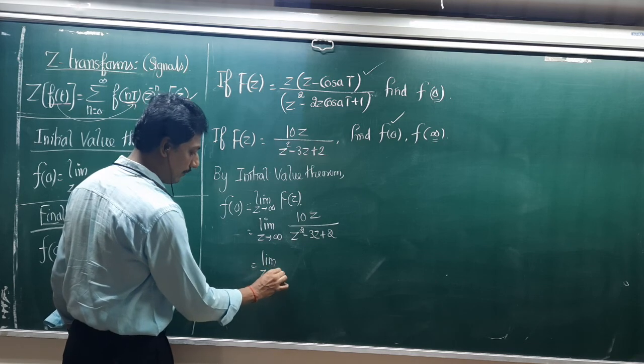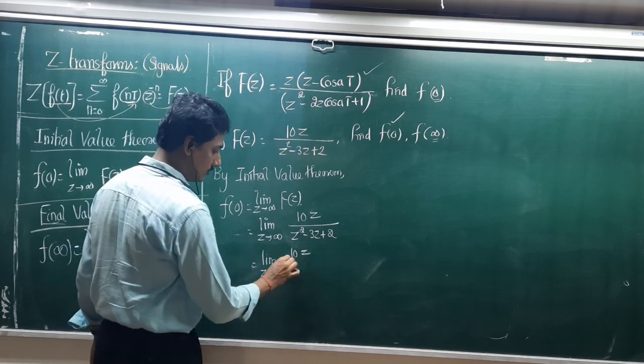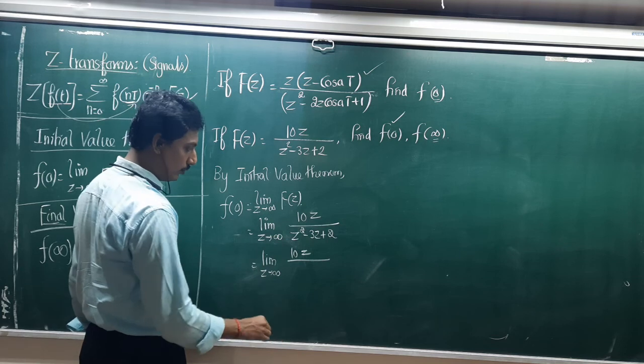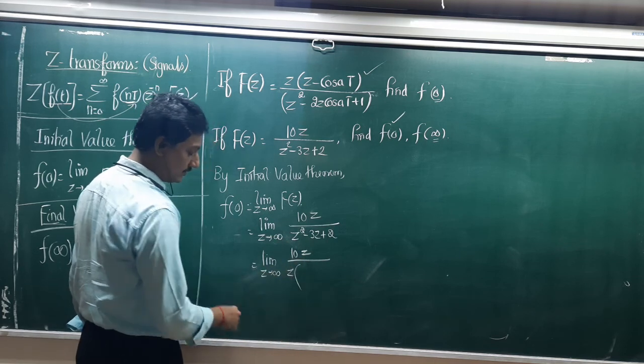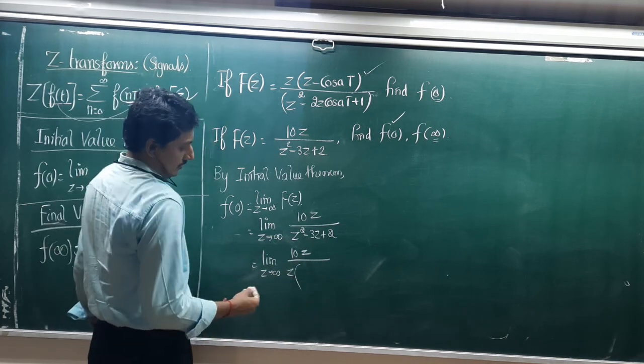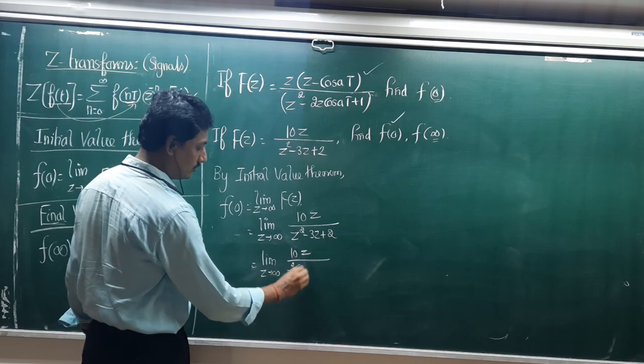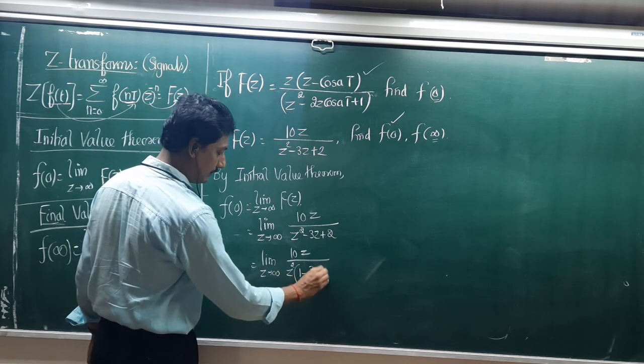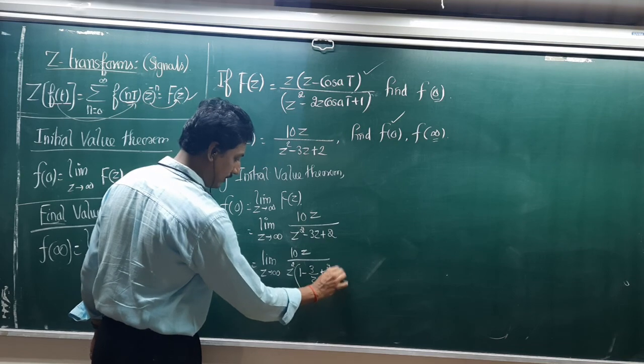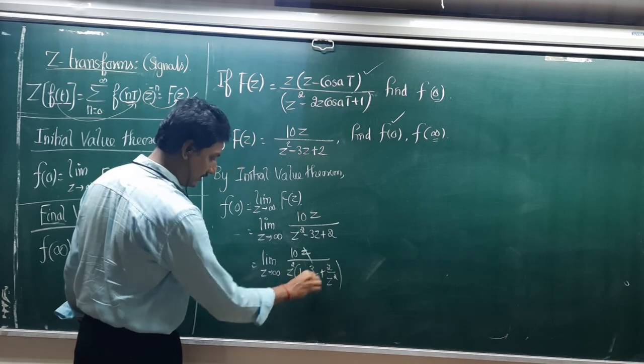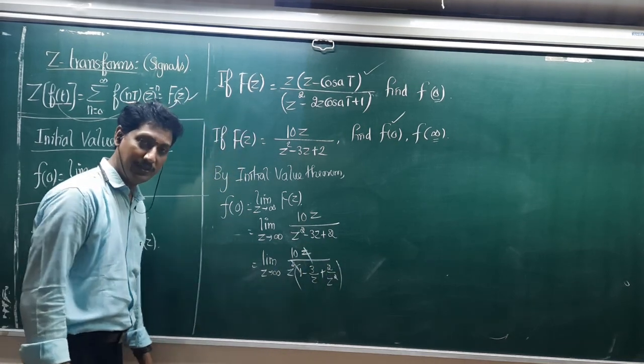Before applying the limit, cancel the z term. So in the numerator, 10z only. Don't bother about it. In the denominator, taking z squared outside, what will we get? We get 1 minus 3 by z plus 2 by z squared. Now cancel the z here. Unfortunately, we have one more z in the denominator.